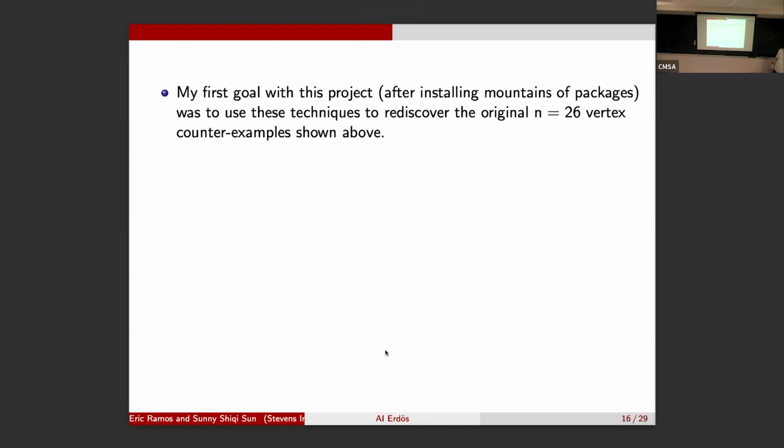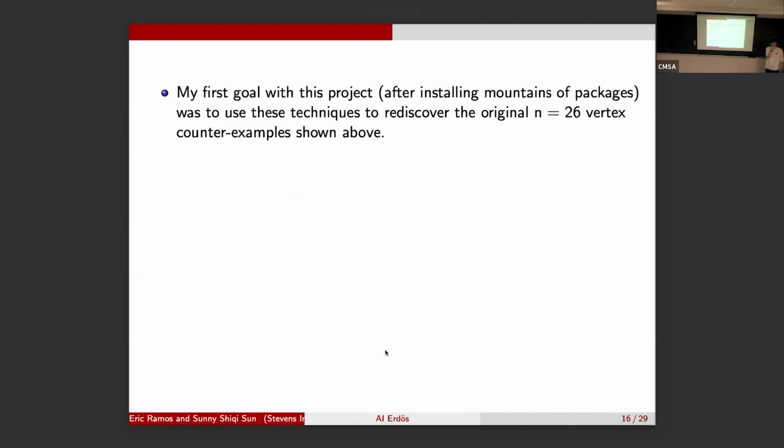Okay, all right, so got it. The first goal of this project, after installing all the many mountains of packages, was to use these techniques to rediscover the original n equals 26 vertex counterexamples shown before, right? This is the proof of concept.